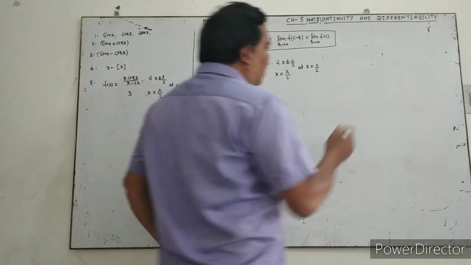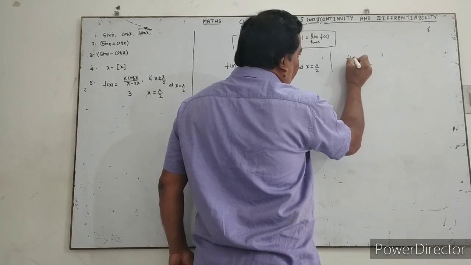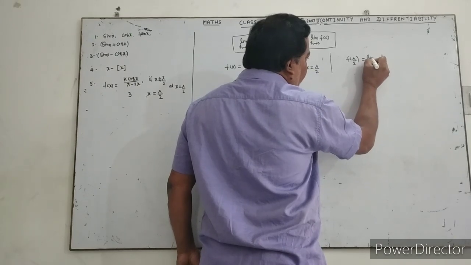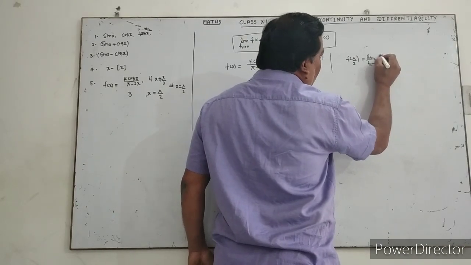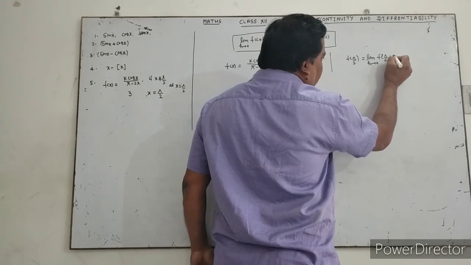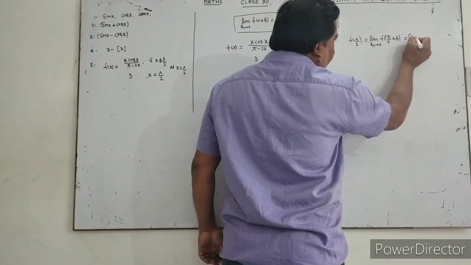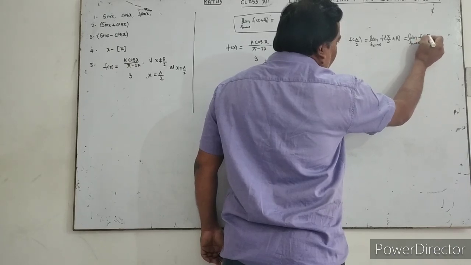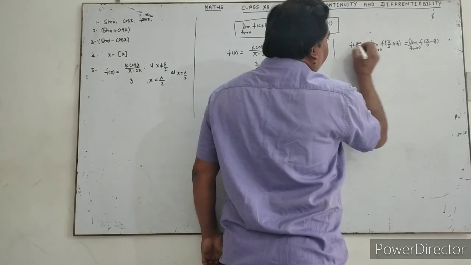All the three are equal, this is given. What is given? It is given that f(pi/2) equals the limit as h tends to 0 of f(pi/2 plus h), which equals the limit as h tends to 0 of f(pi/2 minus h). It is given.